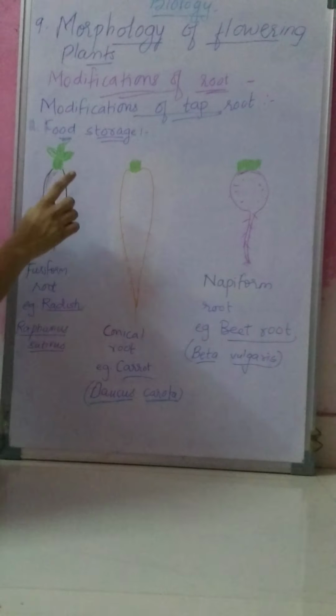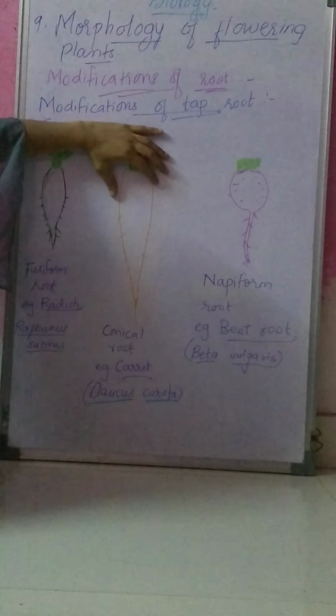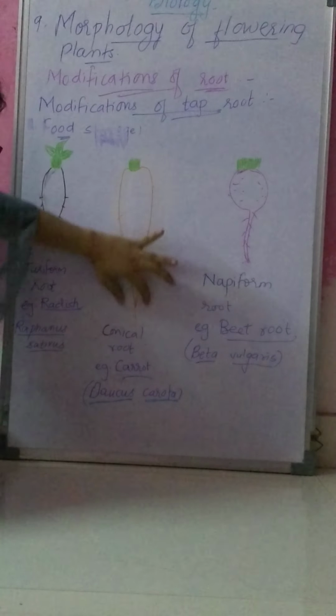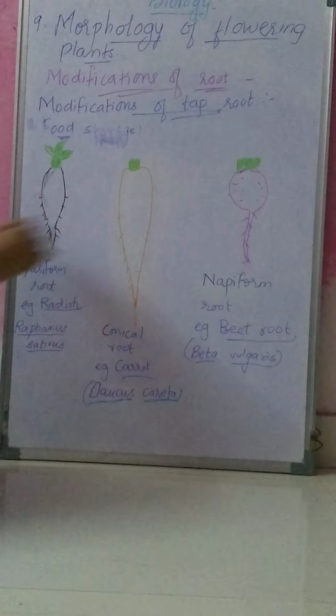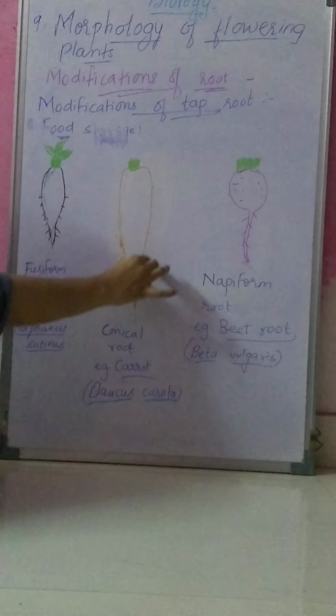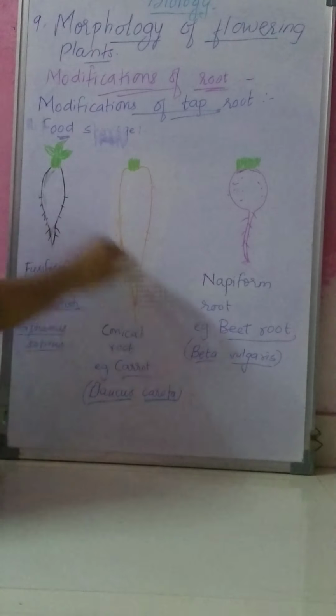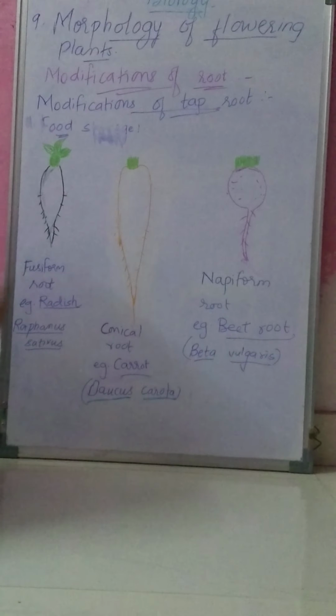The conical root is broad at the base, and then it tapers towards the apex. Hence it is known as conical root. And third is napiform root. The napiform root example is beetroot, scientific name Beta vulgaris. Now, what happens in napiform root?